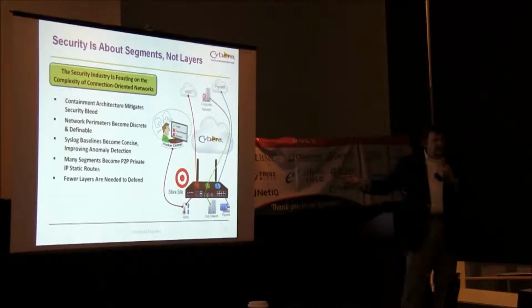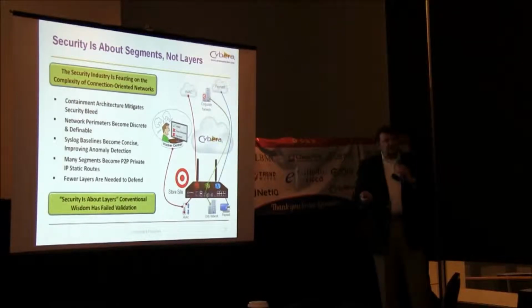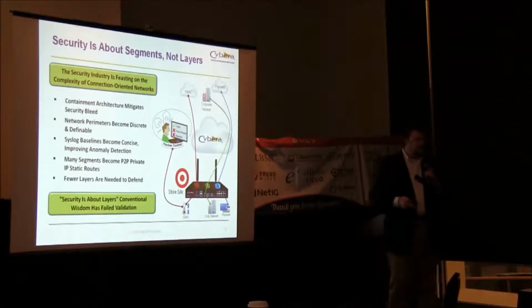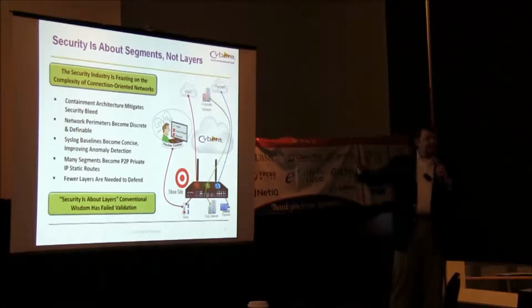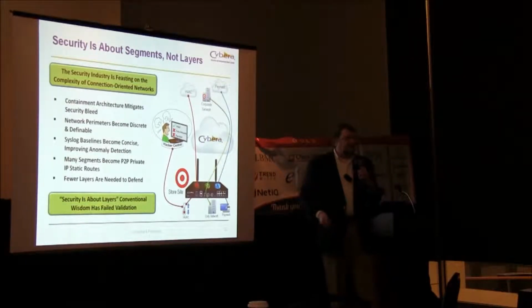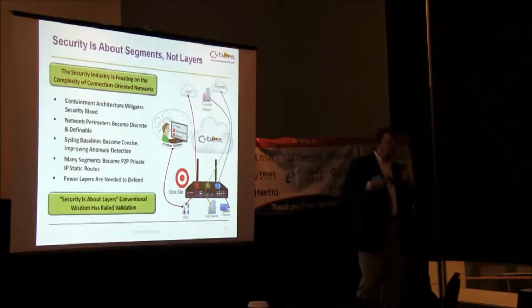Fewer layers are needed to defend it because you can define it. So security, the security-in-layers conventional wisdom has failed real-world validation. It's hard to make an argument to say, why would I spend another dollar on perimeter security when it's a probability it's not going to work? Why am I going to spend another dollar on detection when it's a probability somebody else is going to detect it before I do? Why would we continue to invest in the same losing architecture?